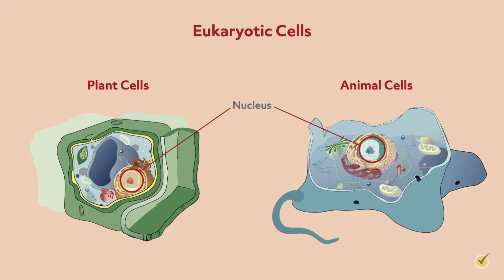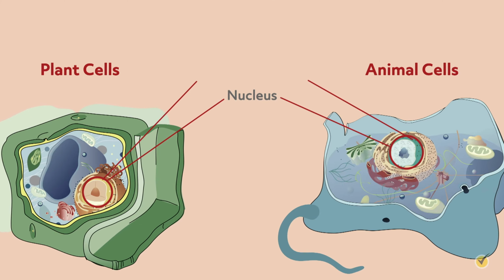Let's talk about some organelles that both plant and animal cells share by starting from the center and working our way out. We already mentioned that both cell types have a nucleus that stores the cell's genetic information. The nucleus is surrounded by a porous bilayer membrane called the nuclear envelope that selectively allows proteins and DNA in and out of the nucleus.